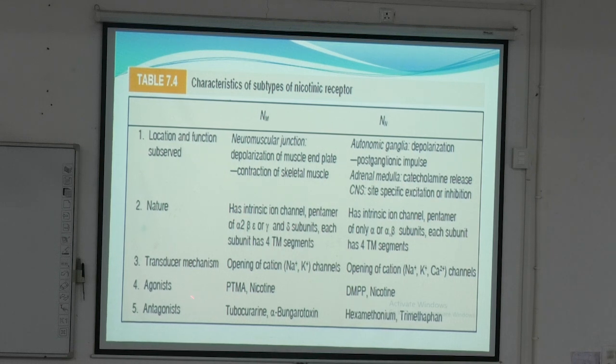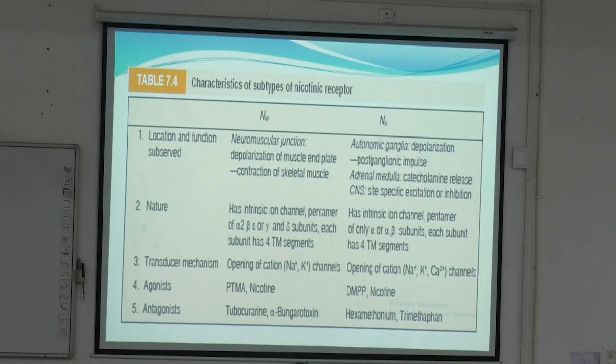These are more or less similar. Agonists are PTMA and nicotine, and DMPP and nicotine. These are chemical compounds not used clinically. Antagonists are tubocurarine and alpha-bungarotoxin, and NN receptor antagonists are hexamethonium and trimethaphan. So hexamethonium and trimethaphan are used in some cases.